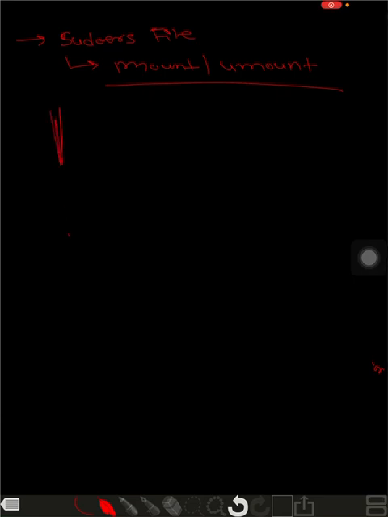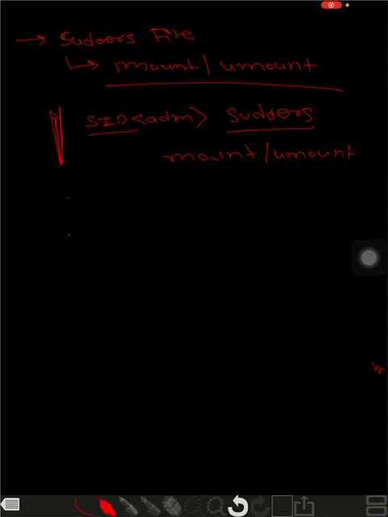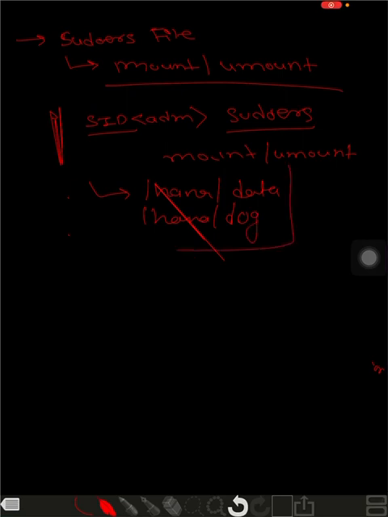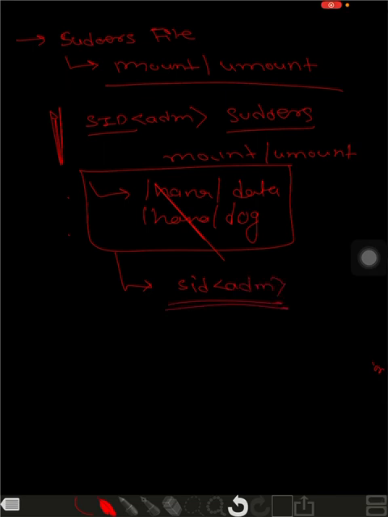So SID ADM should have a sudoer permission to mount and unmount the file system, essentially SAP HANA data and HANA log. So these file systems should be able to mount and unmount via your SID ADM user. So this is the first prerequisite at the OS level.